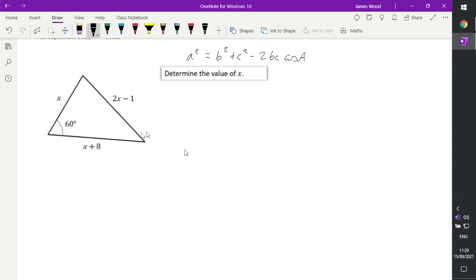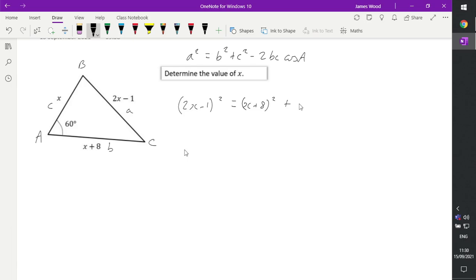Okay. We need to label it. So the angle has got to be A. Okay, there's my other sides. So let's fill this in. So A squared, so that's 2x minus 1 all squared, equals B squared, so that's x plus 8 all squared.